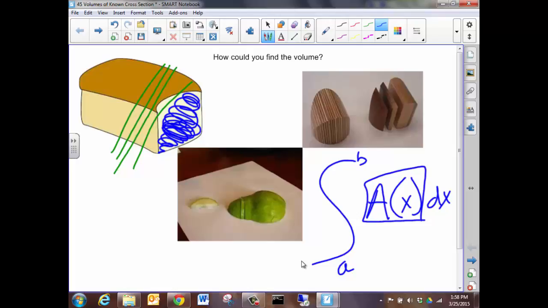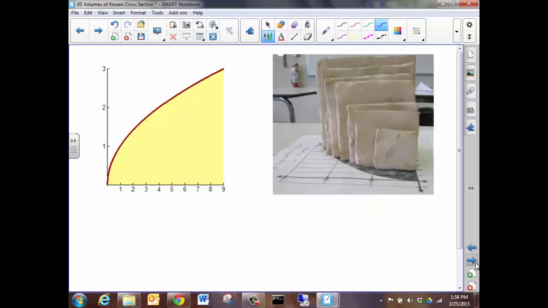Yes, sir? If it's like a cone or something and we don't remember how to do stuff for random shapes, are they going to give us that on the exam? Some things they would give you, yes. Yes, ma'am? I thought we were doing weird shapes. We are going to do weird shapes. We're going to do weird shapes like this, a graph. All right, there's nothing wrong with that.